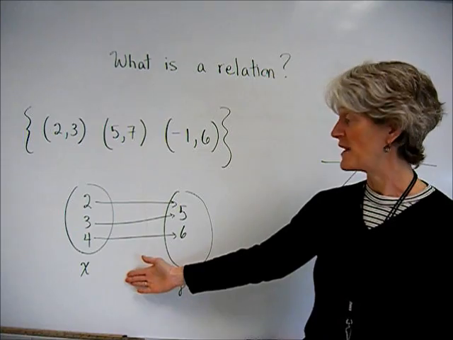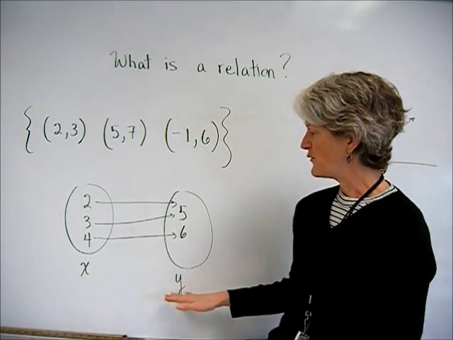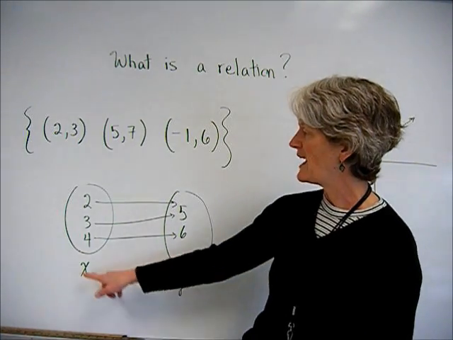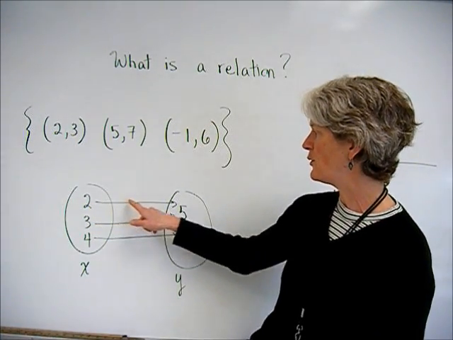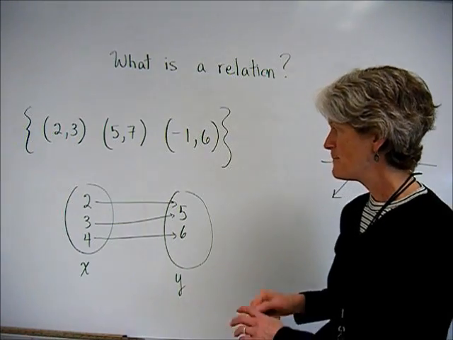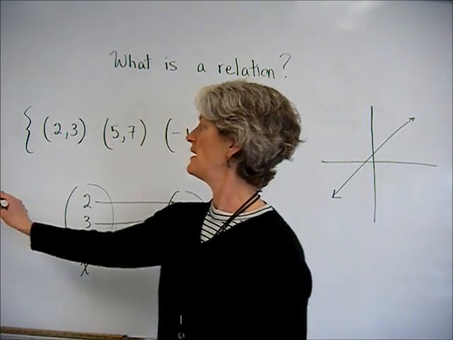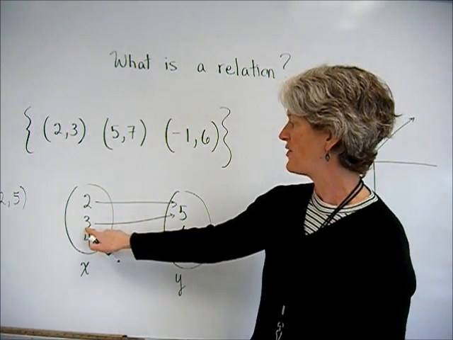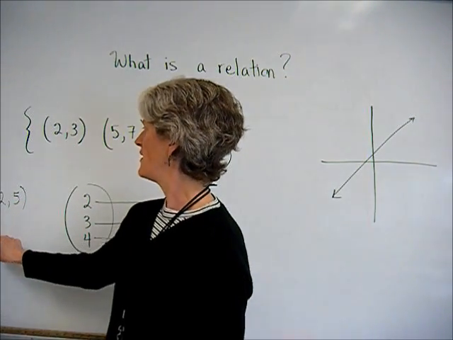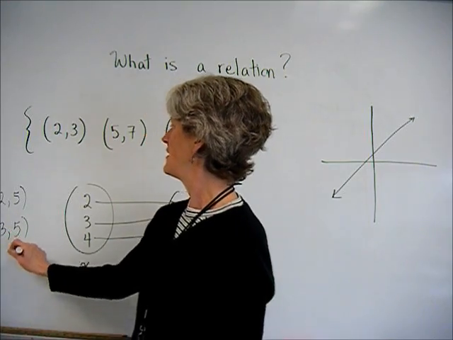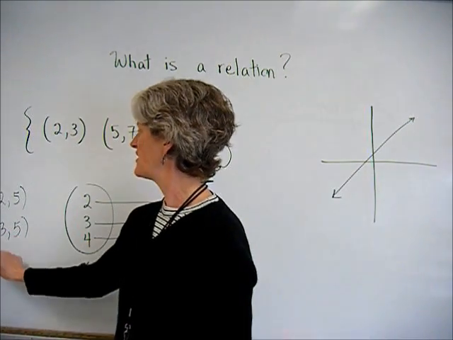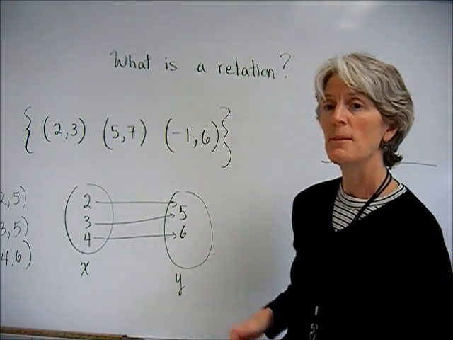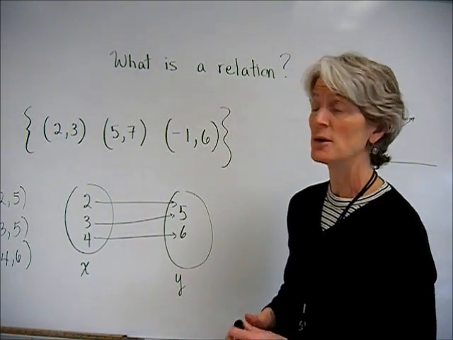This is another way I could write a relation. This is kind of a different format. I'm saying this is my x, this is my y. So when I have my x is 2, out comes a 5. I could also write that as an ordered pair, 2, 5. When I put in a 3, out comes a 5. When I put in a 4, out comes a 6. This is also a relation. It's showing a relationship between two things or two variables.